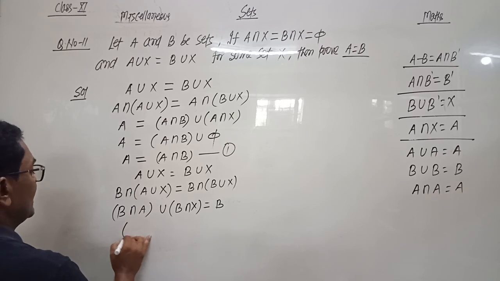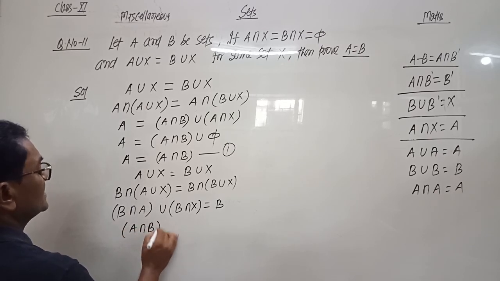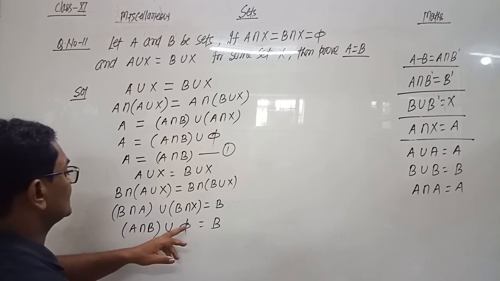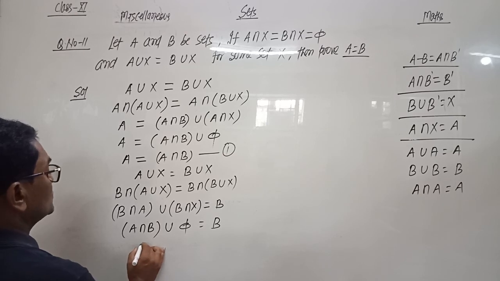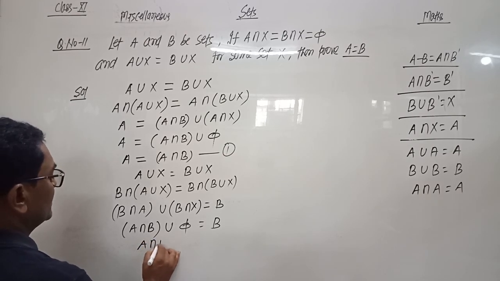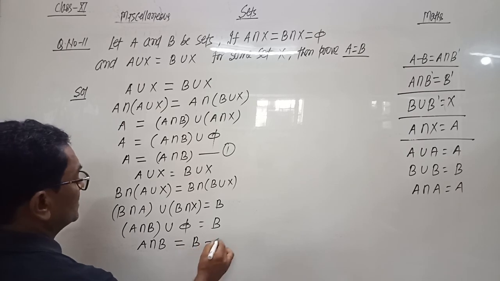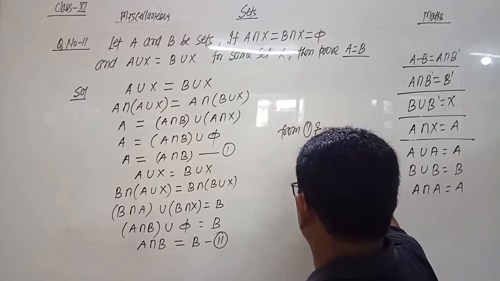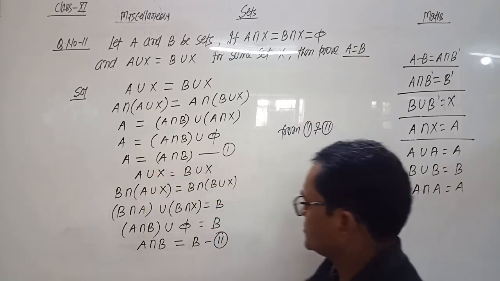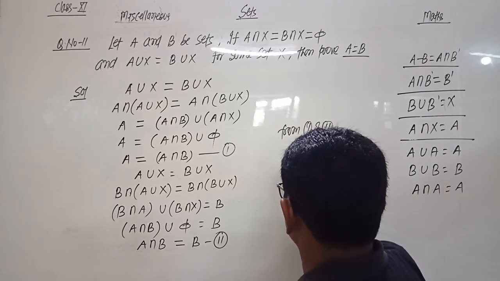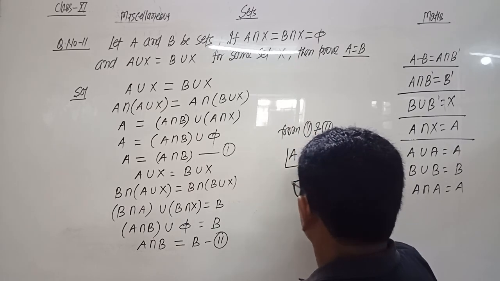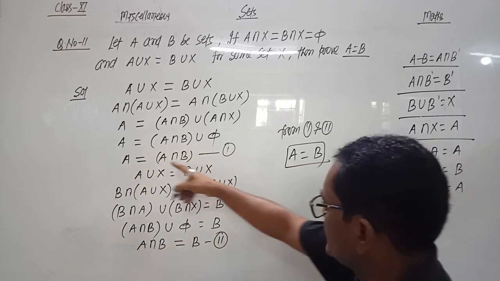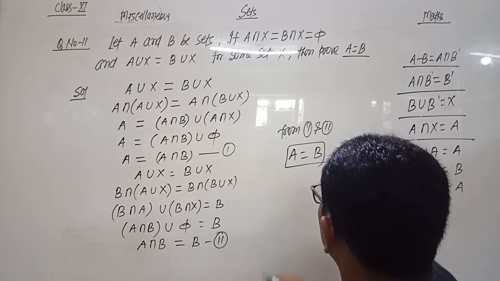And (B intersection A) union phi is equal to A intersection B, and this is equal to B. So from first and second, A intersection B equals A and A intersection B is also equal to B. So A equals B. So we can conclude that A equals B, which we had to prove.